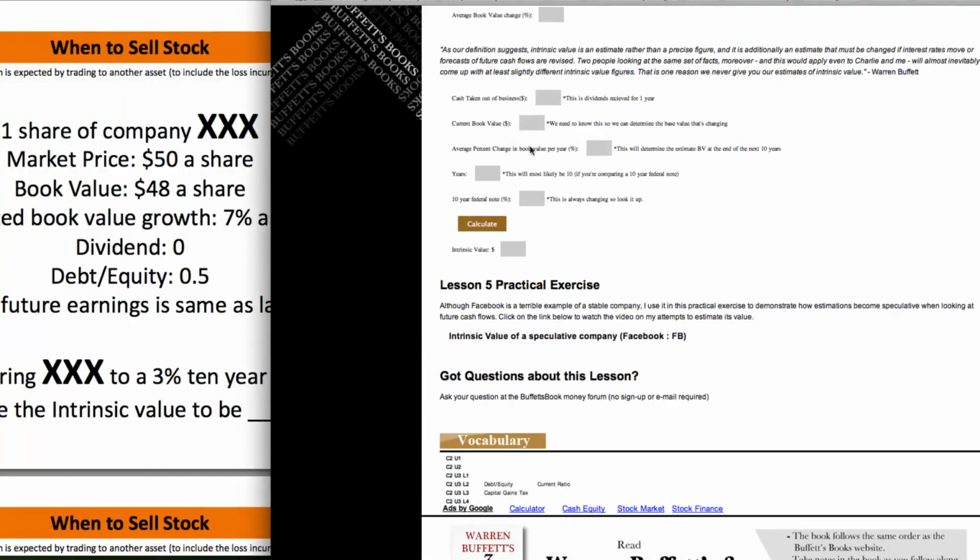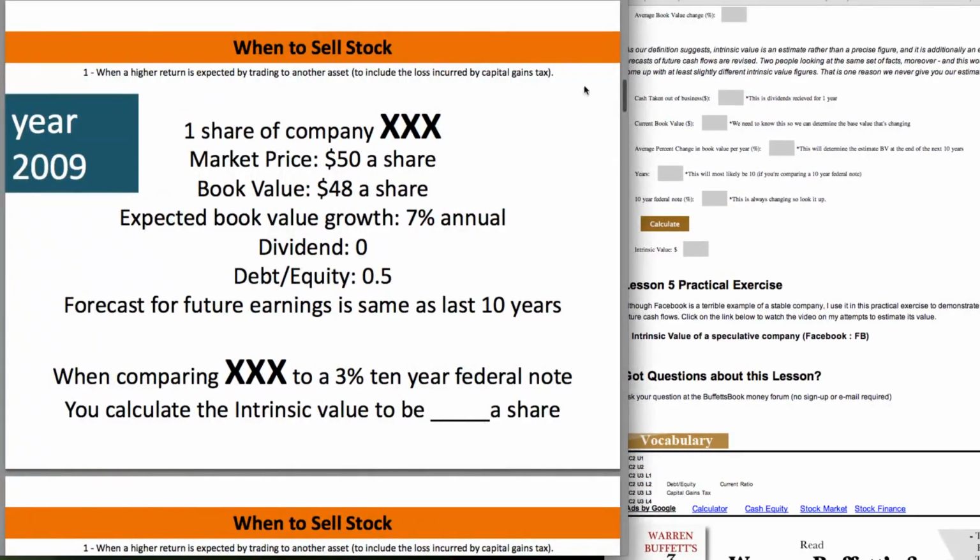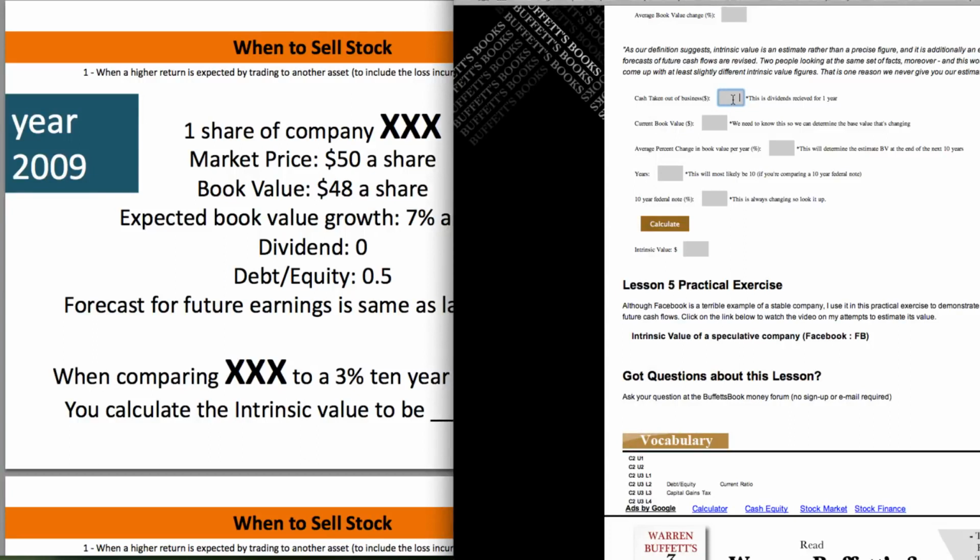So we can come down here to the lower calculator, and we can see that all the numbers that we need are already there. Okay, so the cash that's going to be taken out of the business, we said that the dividend is 0, so we'll put that in there. Okay, that's our expected dividend over the next 10 years. The current book value is $48, so we're going to go ahead and put that in. The average percent change in book value per year. So this is the number 7% that we have right here.